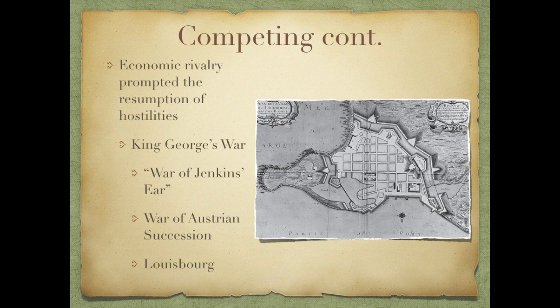And the next major engagement that we see in the colonies and in Europe even is the French and Indian War, or the Seven Years' War, depending on which perspective you're looking at. And that will happen in the beginning of the 18th century as well.